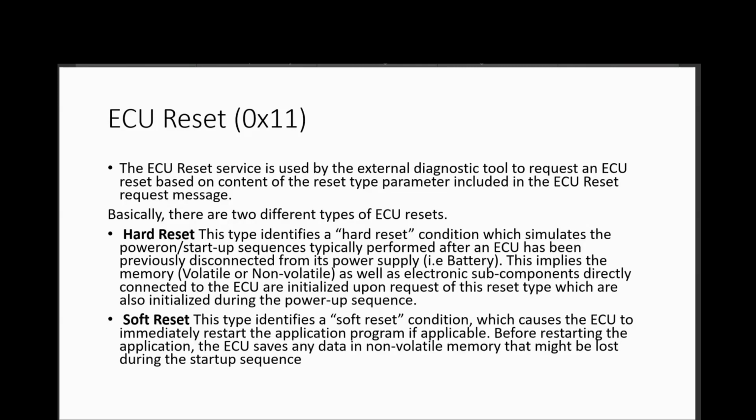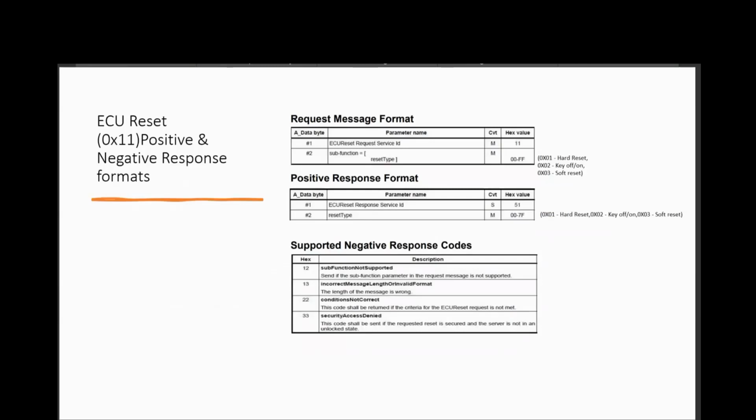So suppose you want to hold any parameter before restarting or resetting the system, then that is possible using soft reset. If you see the frame format of this reset 11th service, as I told, every service has an ID, that is 11 here. After 11, there will be a subfunction. Suppose you want to give hard reset, you give 1101. If you want to give soft reset, you have to send 11 03. And if you want to do only key off on, there is one more subfunction available that will just do key off and on. It will not do any reset. So these are mainly the three subfunctions available for this reset service.